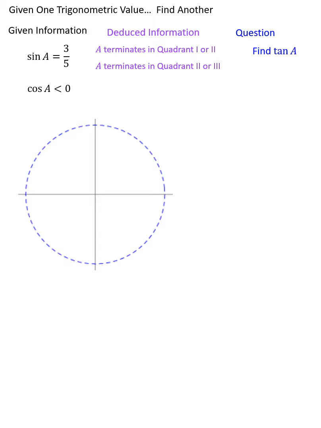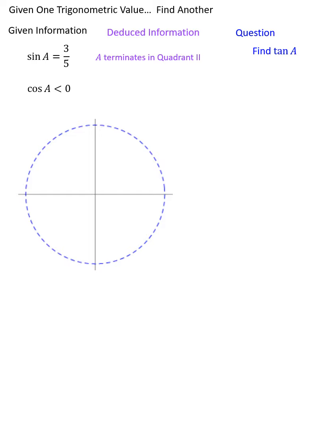But we had already prior to that deduced that A must terminate in quadrant 1 or 2. Look at the two statements under the deduced information. You may see them in purple. Isn't the logical conclusion then that A must terminate in quadrant 2? And that's my first big deduction. I know that A terminates in quadrant 2.